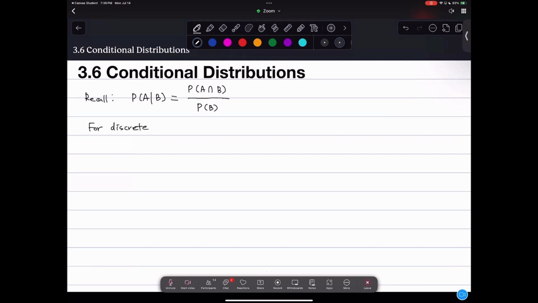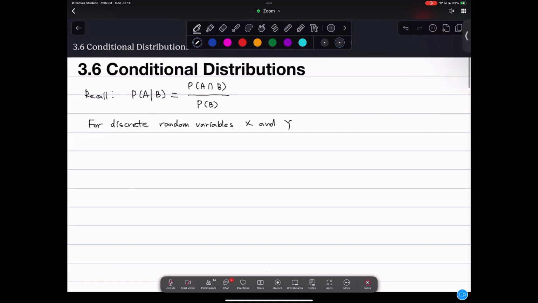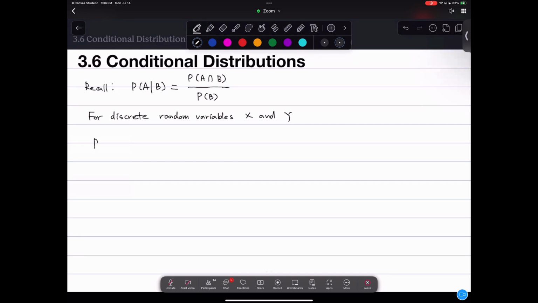So, discrete random variables x and y. For example, I can think about this as the probability of your event A, which is x takes a number small x, given event B, so think of it as your y takes a value, number 1. Think of it as another event B, just like this.